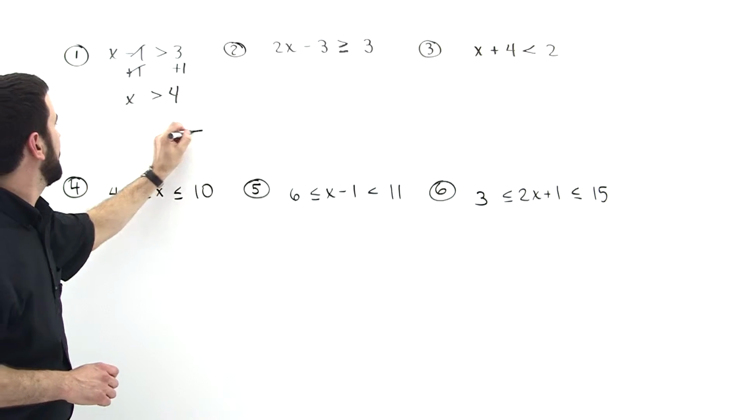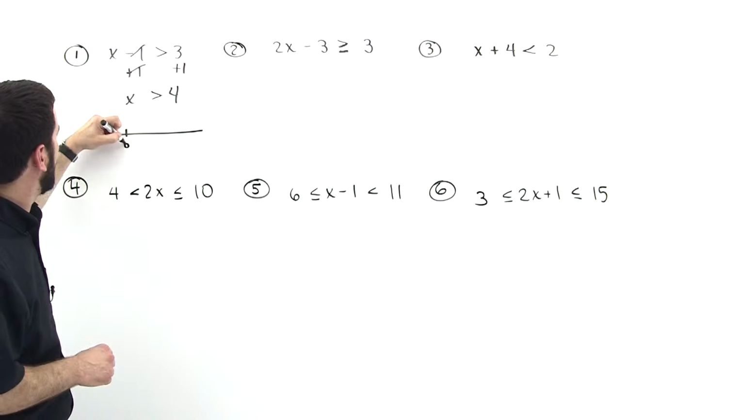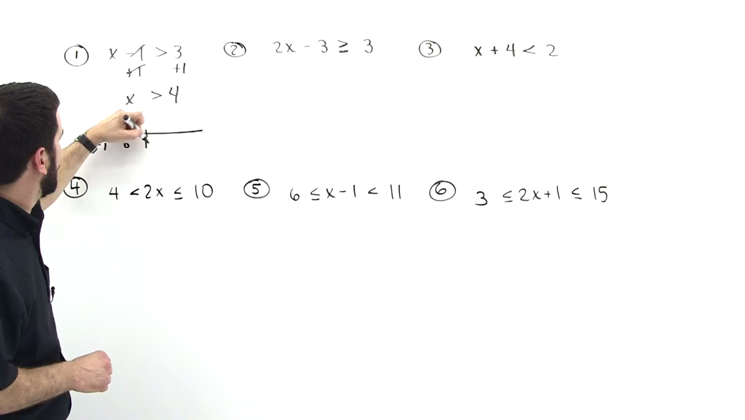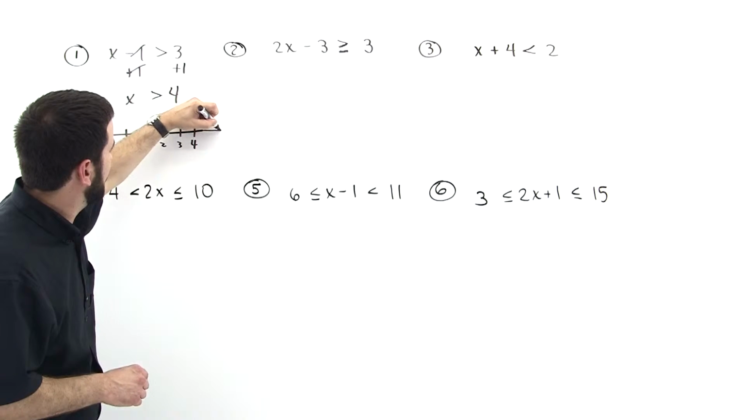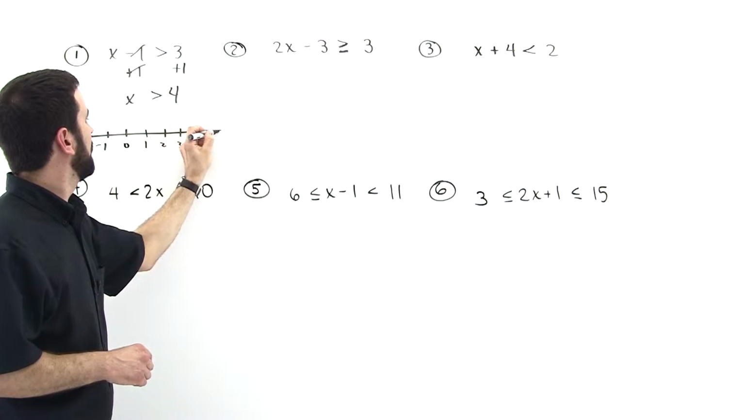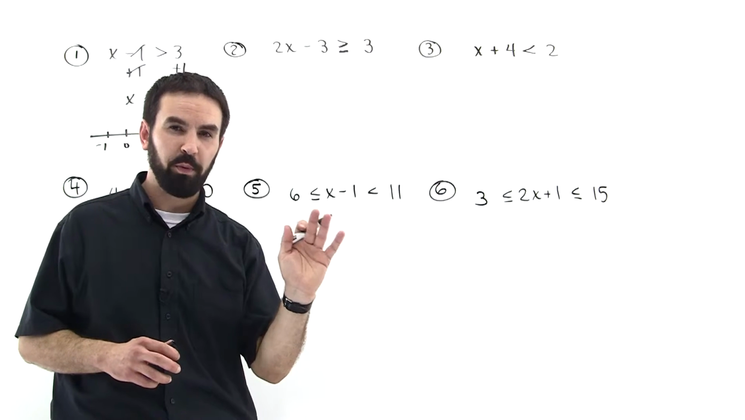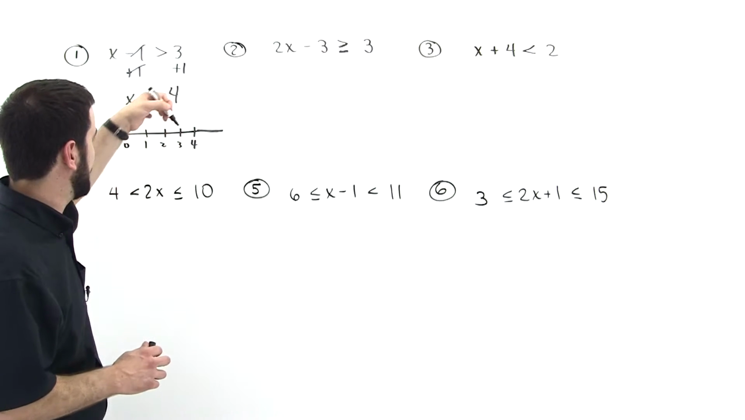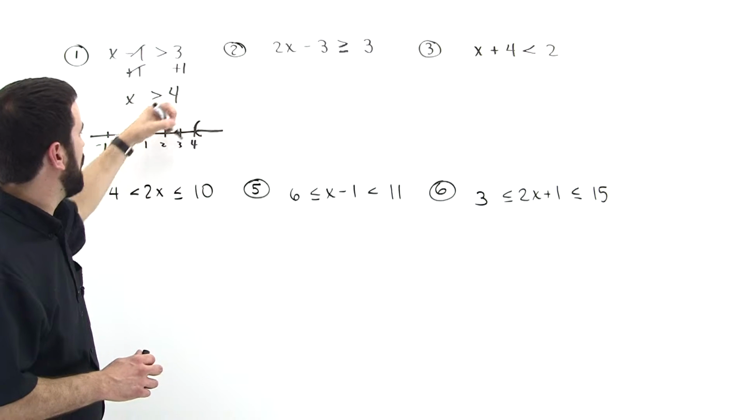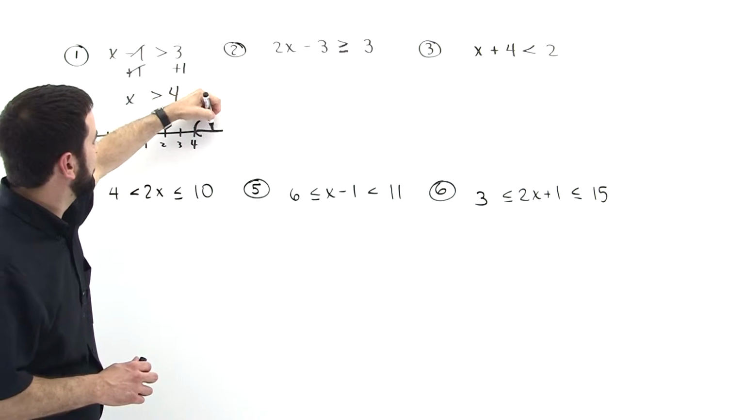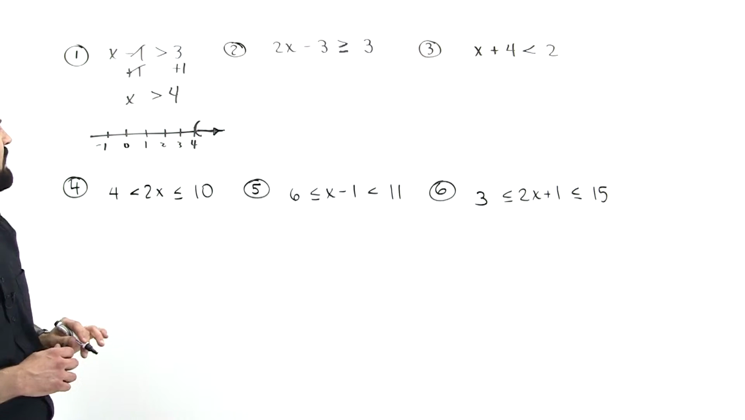So if we were to graph that on a number line, we have 0, and then negative 1 this way, 1, 2, 3, 4, and I'll just extend it a little bit like this. Then x is greater than 4 but not equal to 4, so we'll put an open parenthesis to demonstrate that 4 is not included, and then we'll put an arrow like this.